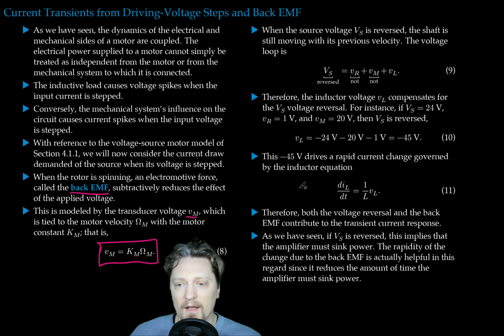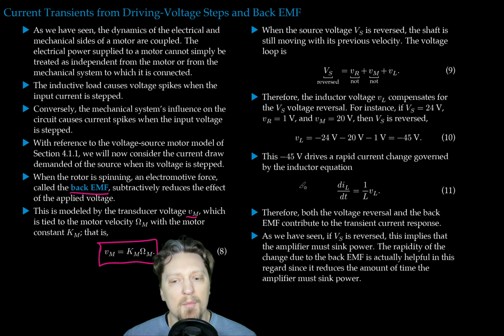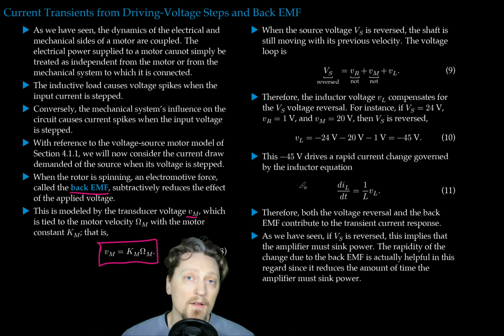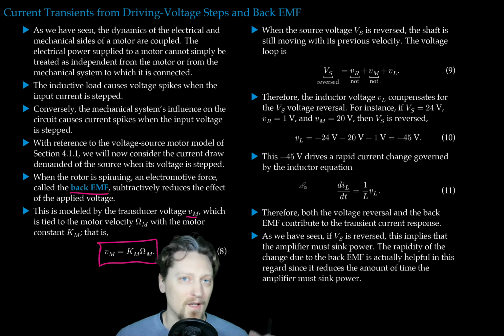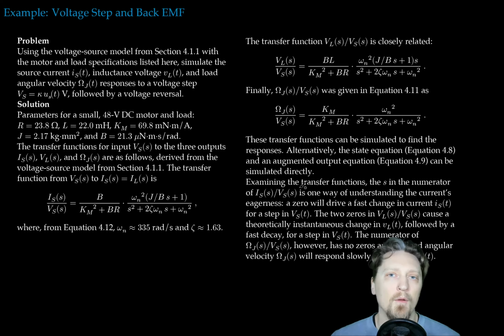As we have seen, if Vs is reversed, this implies that the amplifier must sink power. That was the situation we just looked at. The rapidity of the change due to the back EMF is actually helpful in this regard, since it reduces the amount of time the amplifier must sink power. So this rapid change in the current is actually getting us to a point where the supply is once again flowing positive power into the circuit. We don't have to sink more power into the source. So let's look at this.